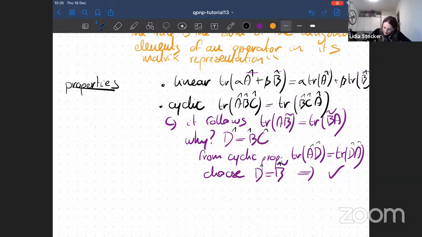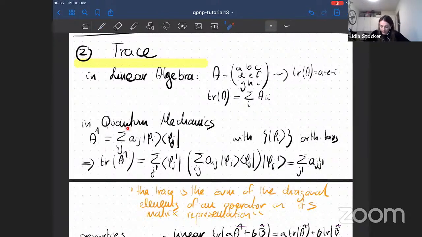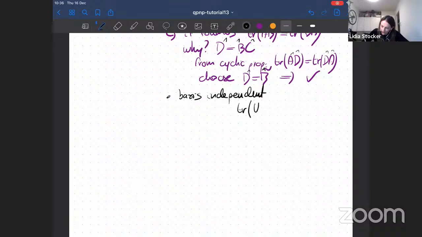And the third property: the trace is basis independent. This is very important if you think about it, because we write an operator with respect to one basis, so we have to choose one orthonormal basis to define it, and we calculate the trace with respect to this orthonormal basis. But it turns out that the trace is basis independent. No matter if I choose another basis, psi i, psi j, I will get the same result, and I don't have to worry about it. So this means that the trace of U A U dagger is equal to the trace of A for U a unitary operator.